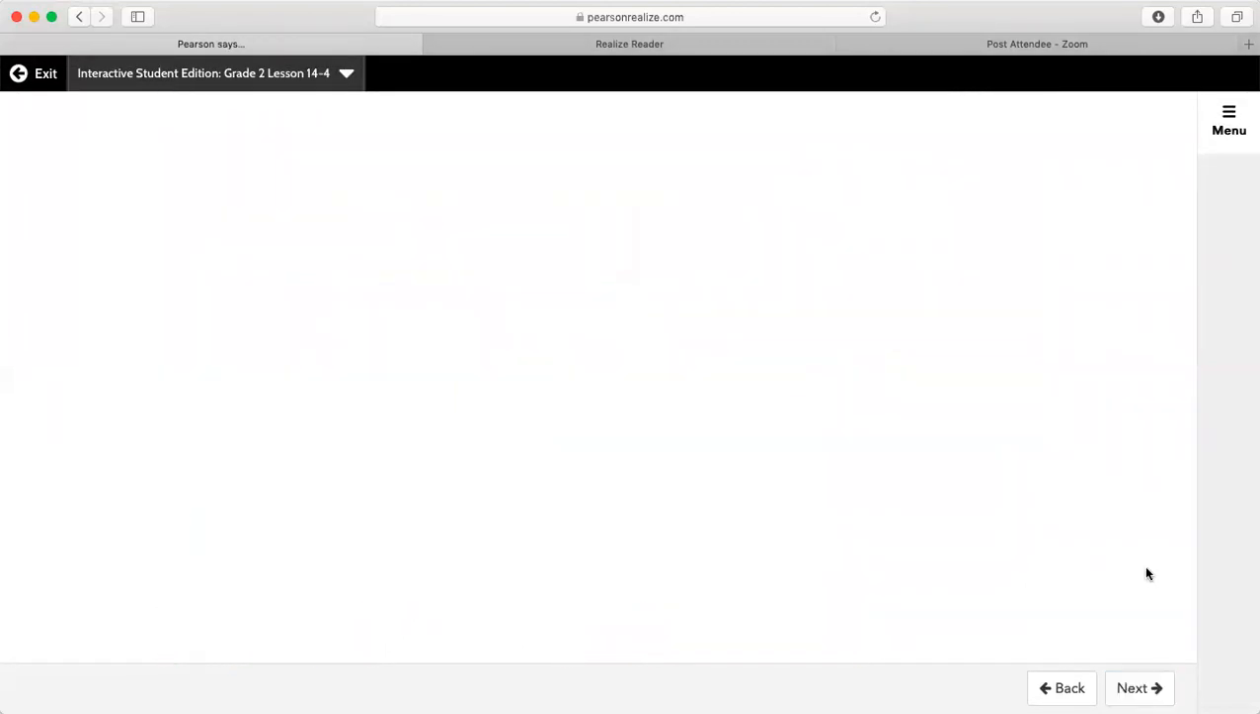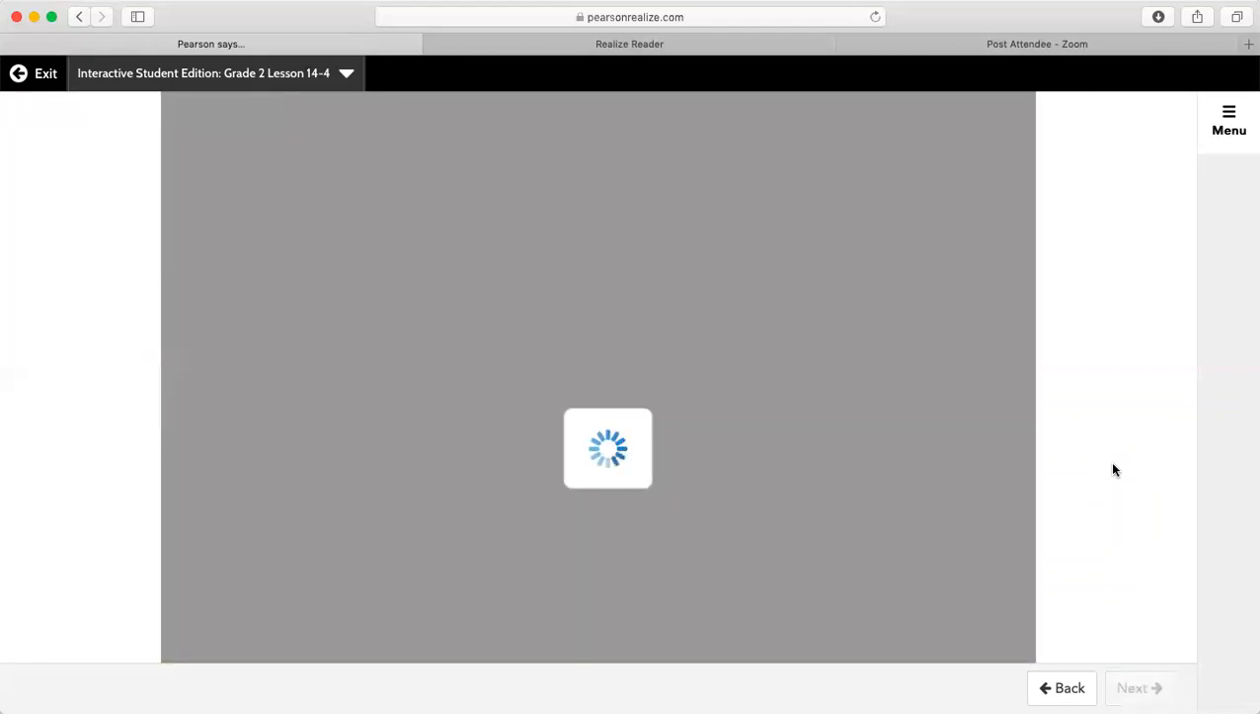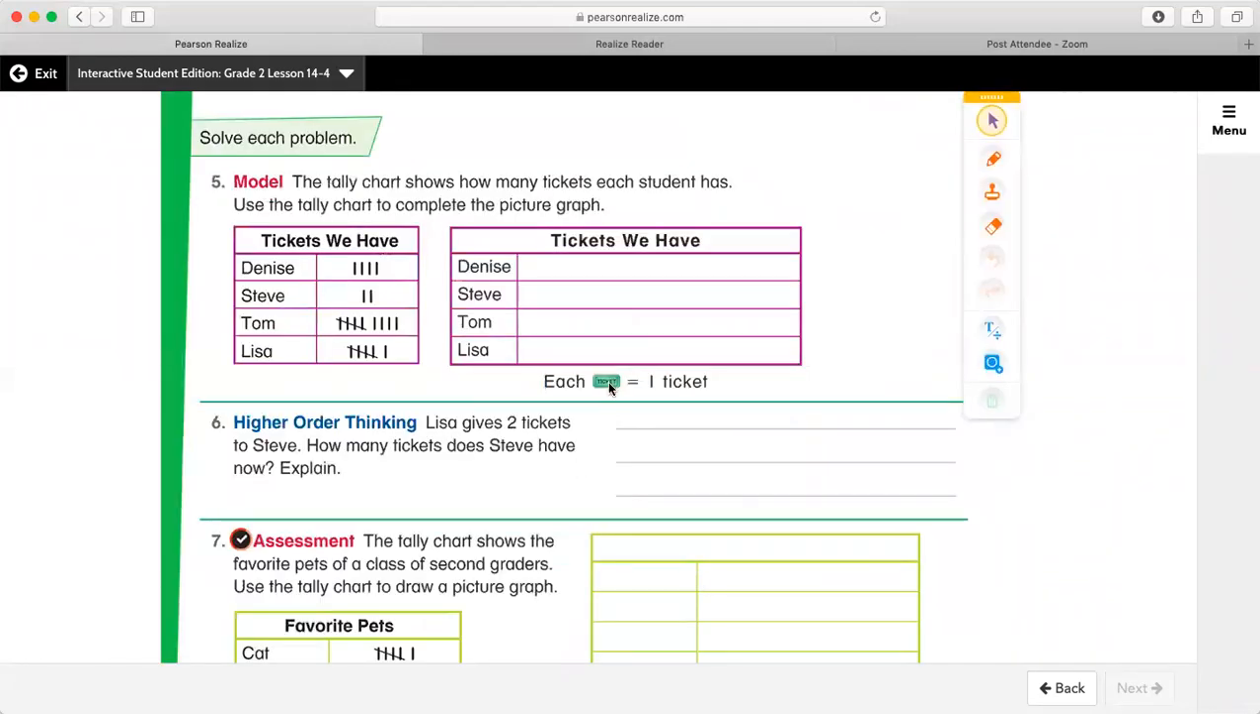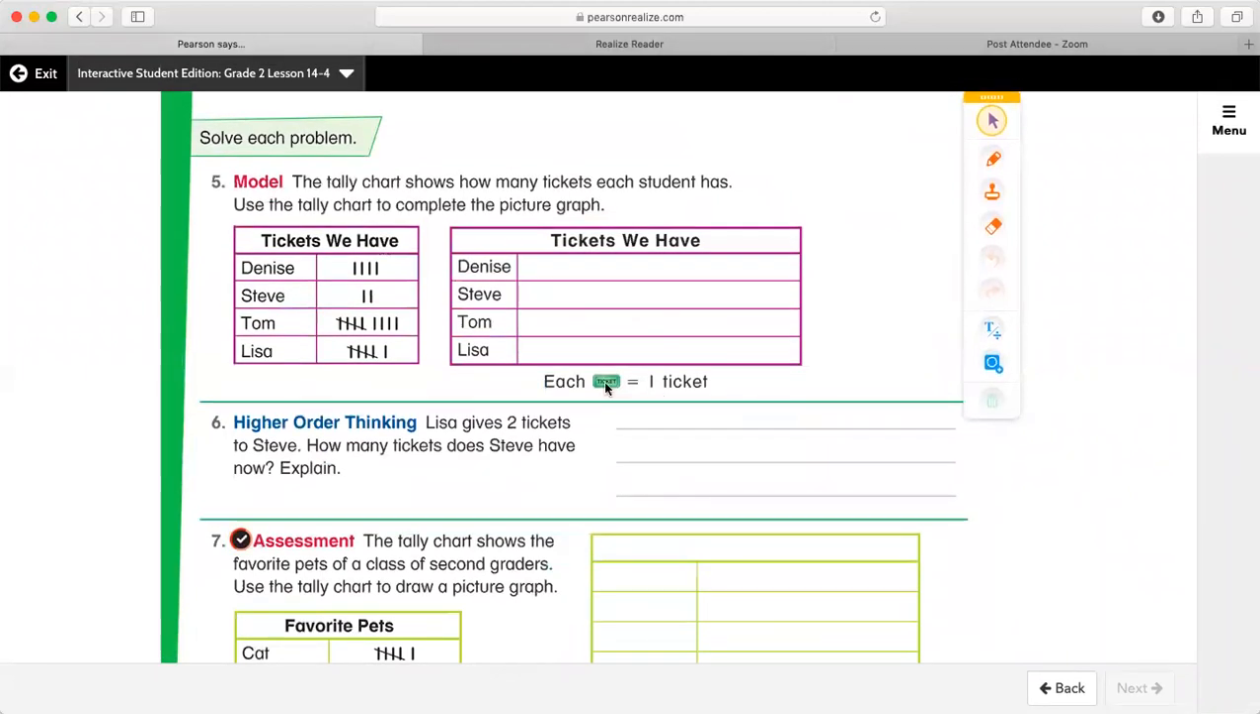And then you'll go over your homework page, which is just a review. So you have smiley faces on this graph, and then you have movie tickets on this graph, and it tells you to draw a ticket. And you don't have to write the word ticket. You could just write T or just leave it blank. But please be aware that they are showing you which symbol they would like you to use.